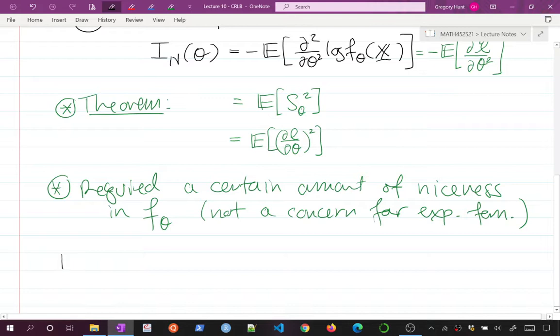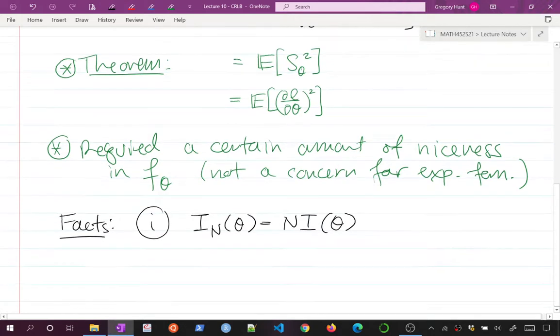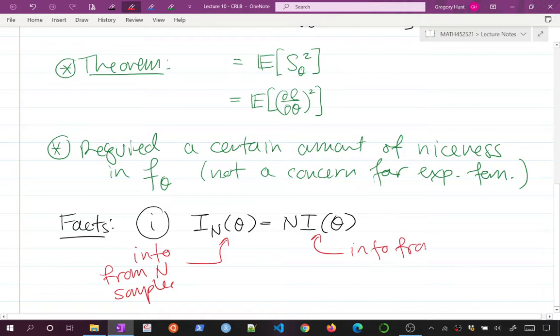And the other fact we had here, I guess we had maybe 2 facts. Let's call it fact I, was that the information from n samples is n times the information from 1 sample. So here we have the info from n samples, and I of theta is the info from 1 sample. That's my notation.